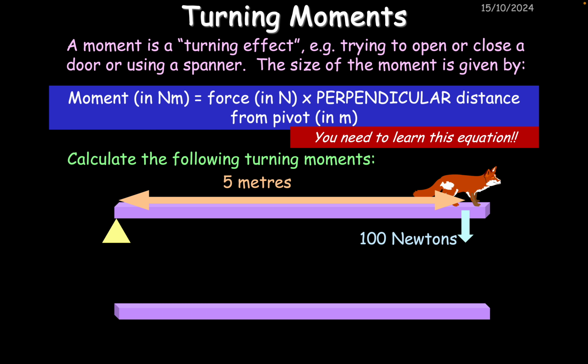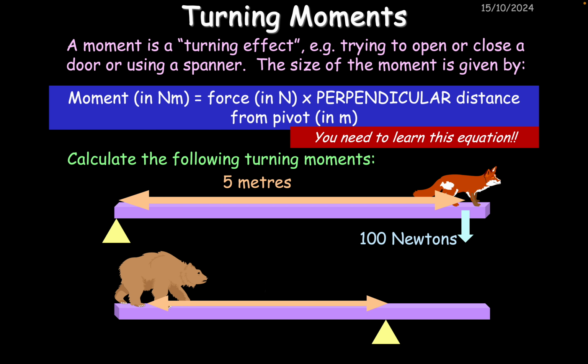Then if you do the same with a different animal, the bear is coming on the other side, and the bear's distance is 2 meters from the pivot, or the fulcrum. That triangle underneath is called the fulcrum or the pivot. The bear obviously weighs more than a fox, and they've claimed it's 200 newtons. So what is the moment for the bear? It's 200 times 2, so it's 400 newton meters.